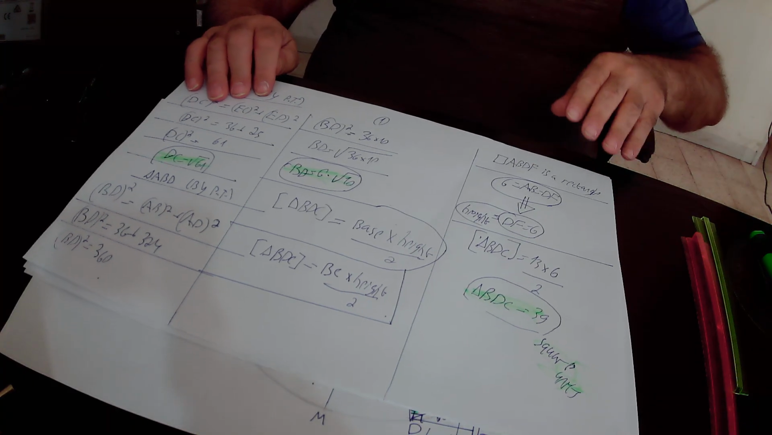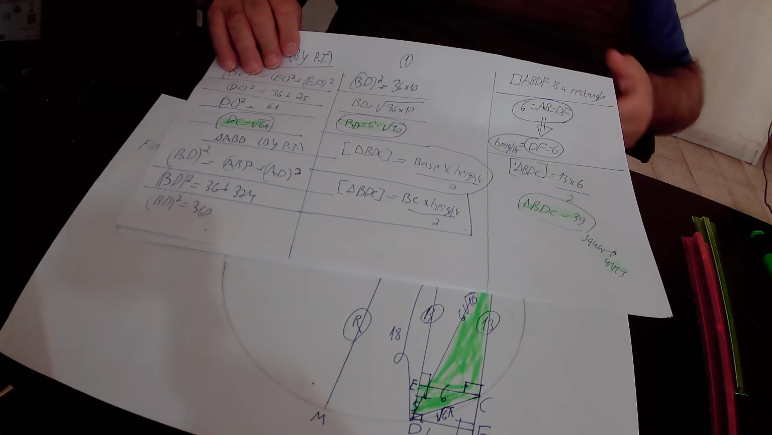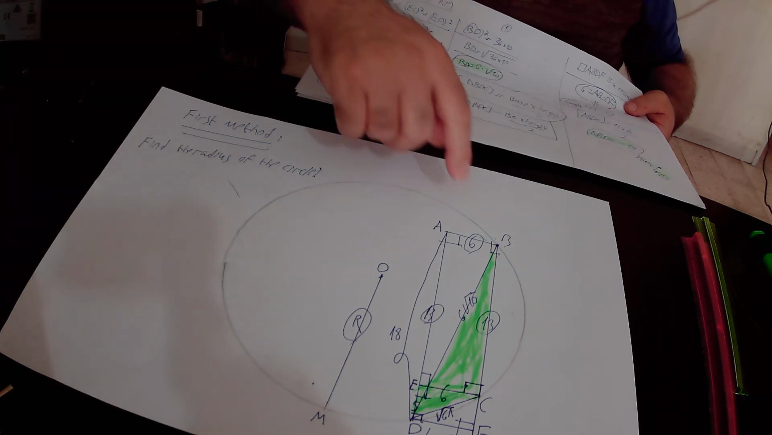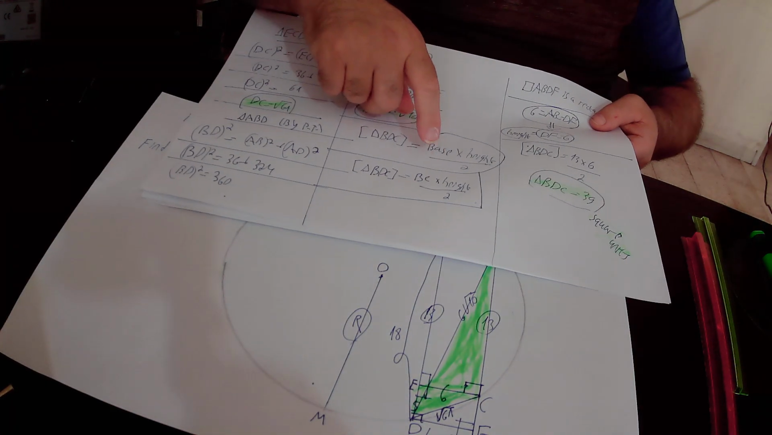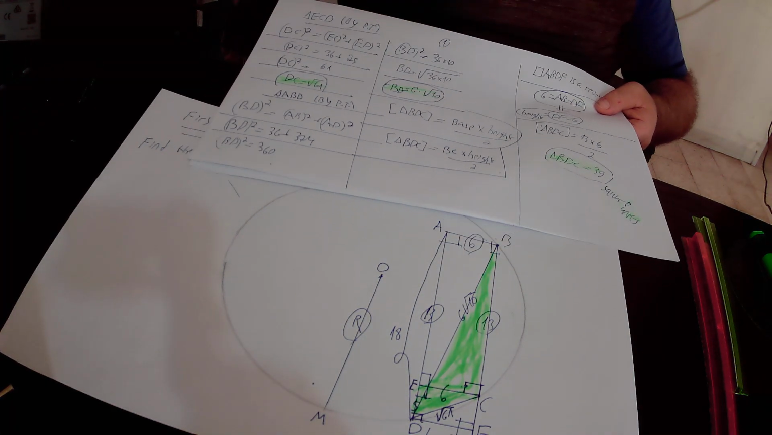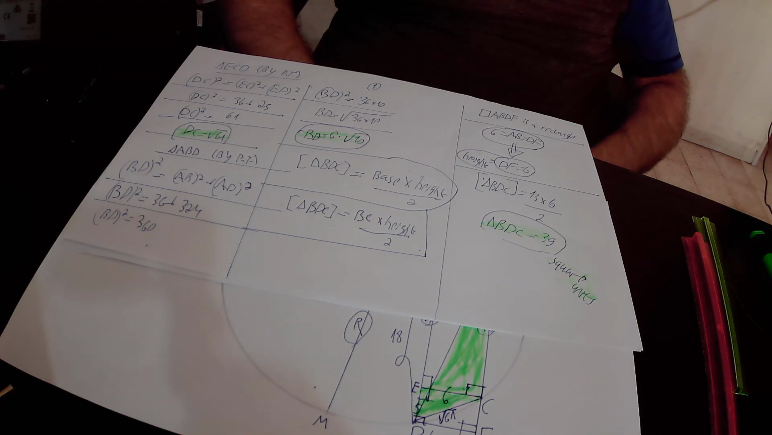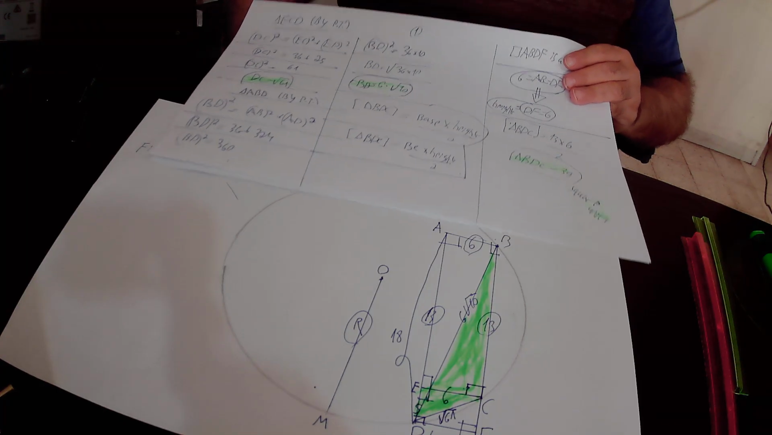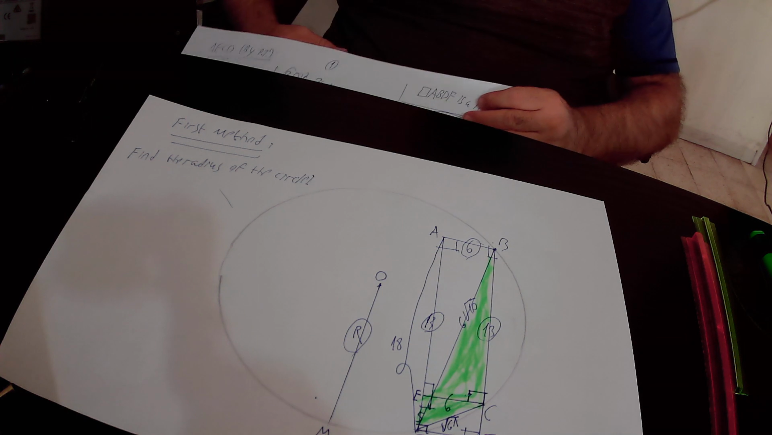So the area of our green triangle, it is not a right triangle, it is BC. So choose BC as the base of the green triangle times the height over 2. Then we found out the height of the green triangle BDC. We did the construction here.